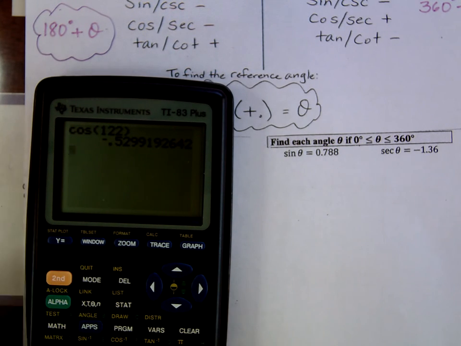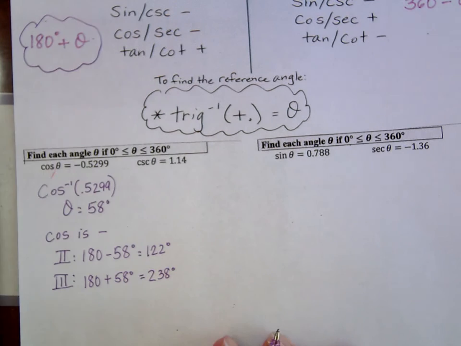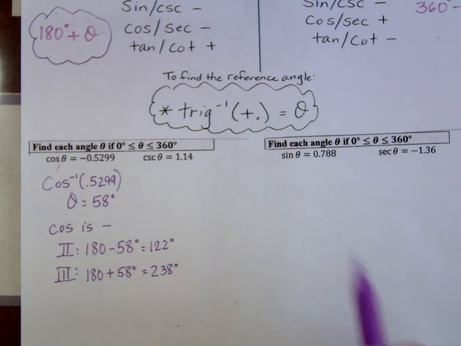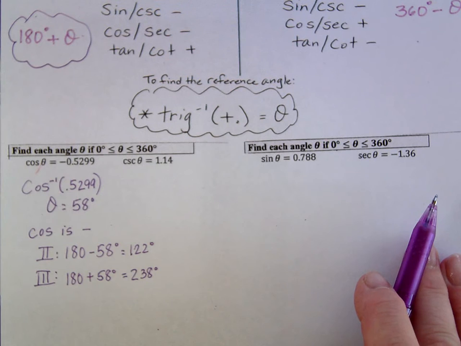How about my other one, 238? Let's see, cosine of 238. There it is. You can double check yourself that those are really the values for those angles that give you that particular decimal. All right, let's go over here to this one that's sine before we go on to the cosecant ones that we don't have on the calculator, because we've got to play with them a little bit.